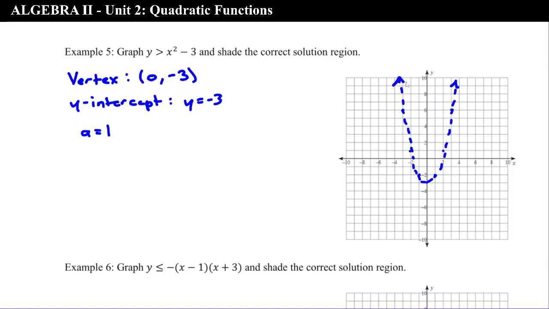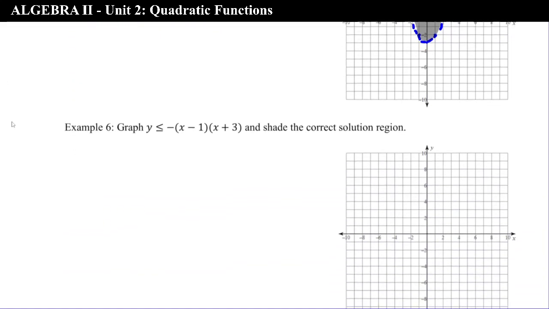Okay. And then finally, since it's greater than, the area above the parabola is going to be shaded, so it's going to be what's inside the parabola. And so there's the area that we would shade. All right, let's move on down to example 6.